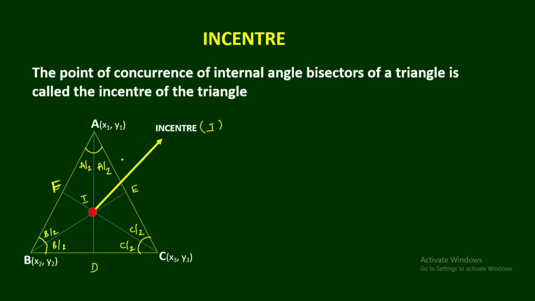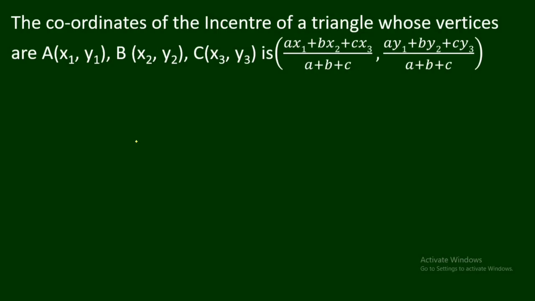Okay, so now we derive a formula to find the incenter of the triangle. So this is the formula. When the vertices of a triangle are A(x1, y1), B(x2, y2) and C(x3, y3), then the incenter will be (ax1 + bx2 + cx3) / (a + b + c), and (ay1 + by2 + cy3) / (a + b + c), where small a, b, c are the lengths of the sides. Okay, so now we'll see the derivation of this formula.